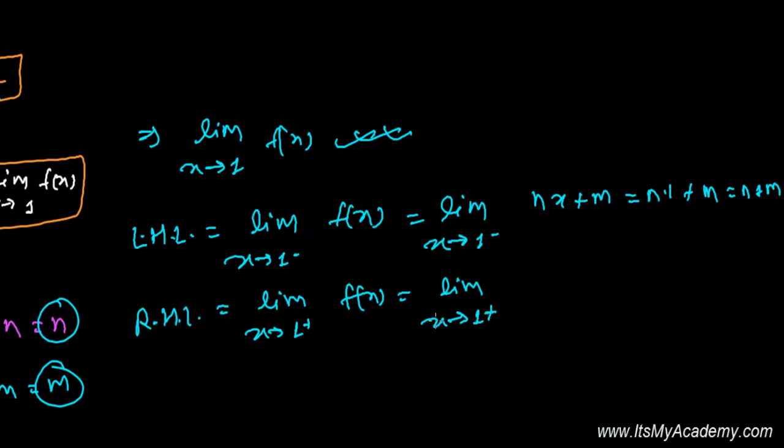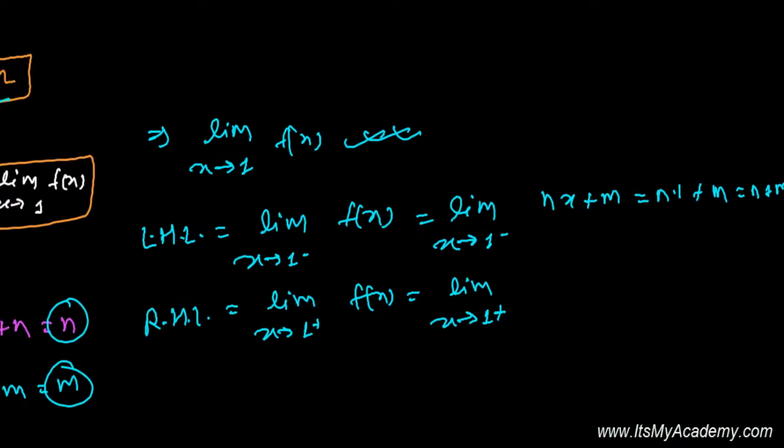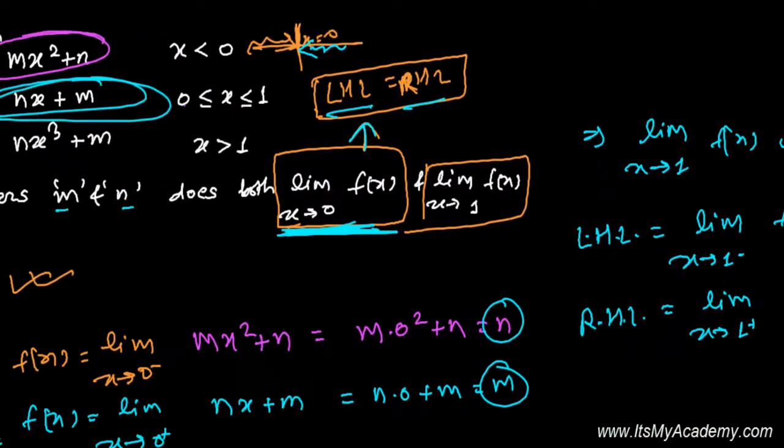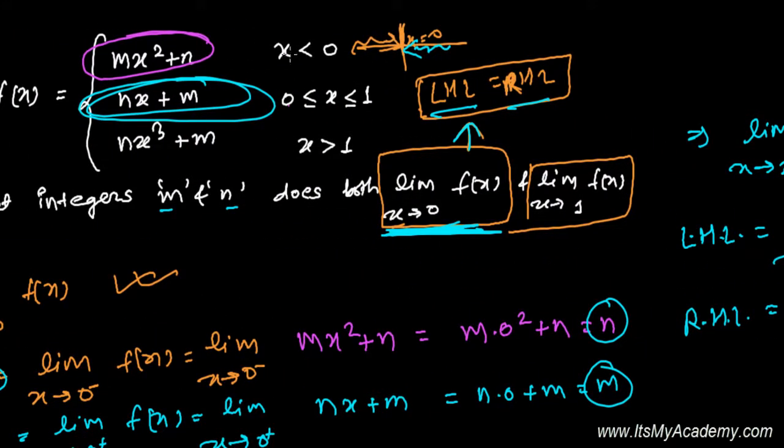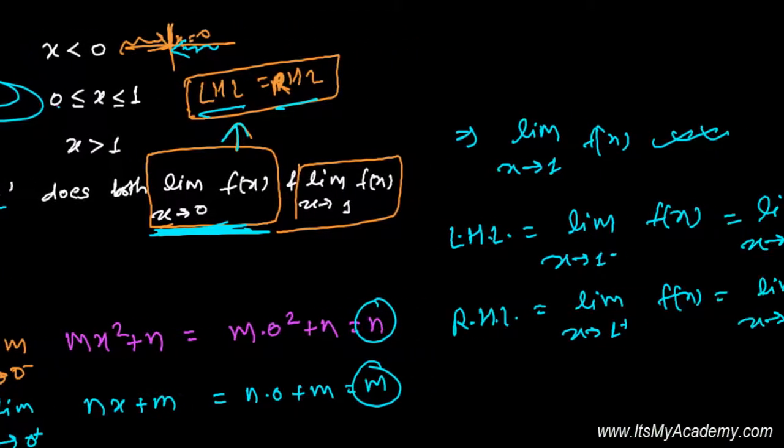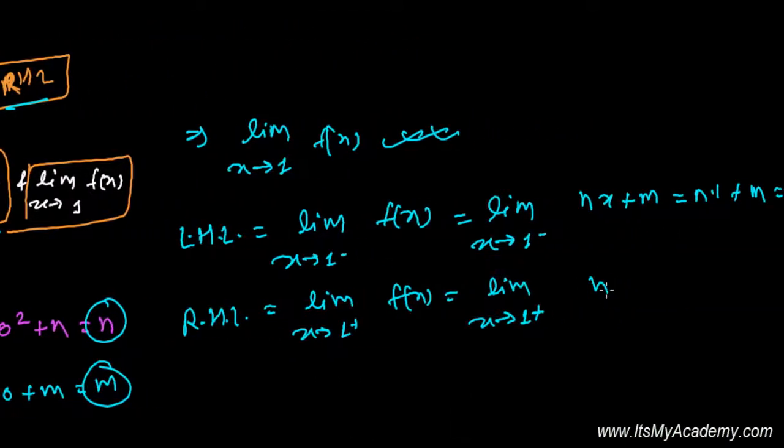Now here x is slightly bigger than 1, a little greater than 1. So what will be the choice? This is definitely not for less than 0. This is between 0 and 1, including 1, and this is for x greater than 1. So this function is going to apply for all x greater than 1, not including 1, and this time this will be our choice: nx cubed plus m.